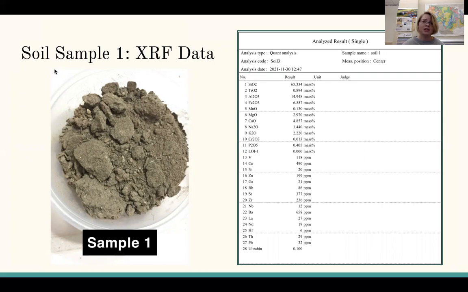It gives us the quantitative data showing how much of each substance is present. Comparing this data to the XRD graph, that large quartz peak corresponds to the large percentage of quartz on this XRF sheet. Aluminum oxide is also present as well, which is found in a lot of clay.